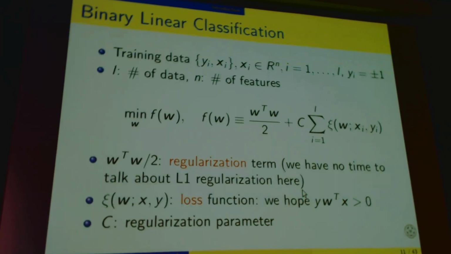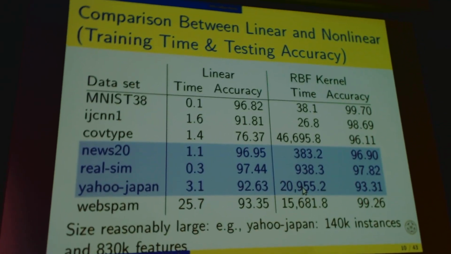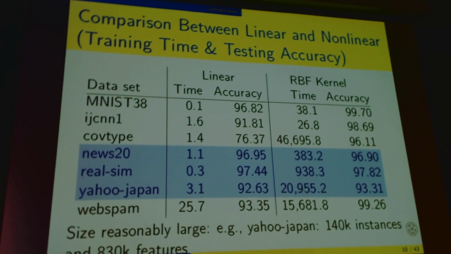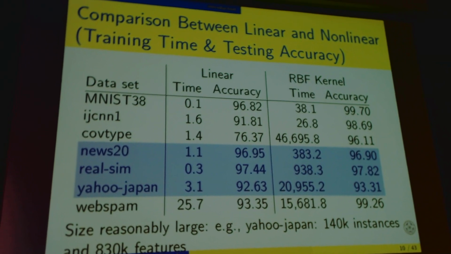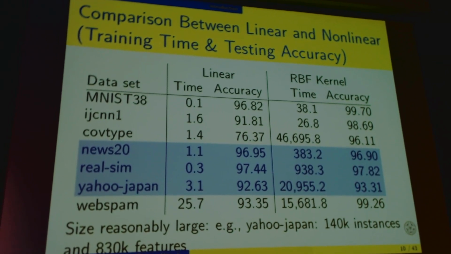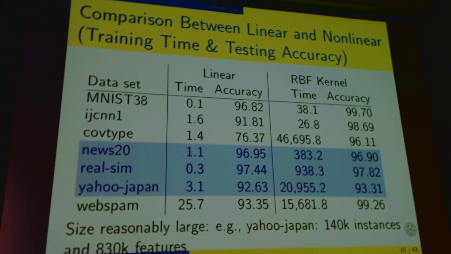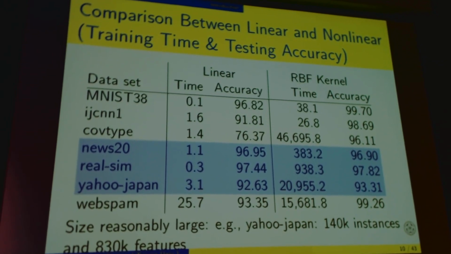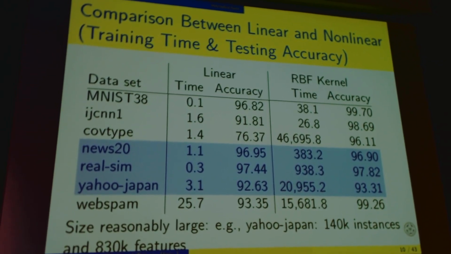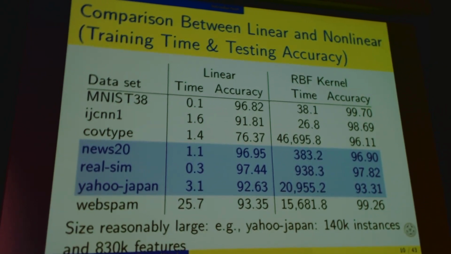So this is an example to show that for some problems, if their space of input features is already rich enough, then there is no need to further map data to a higher dimensional space by using kernel. Because by using kernel, your training and testing speed is actually much slower.